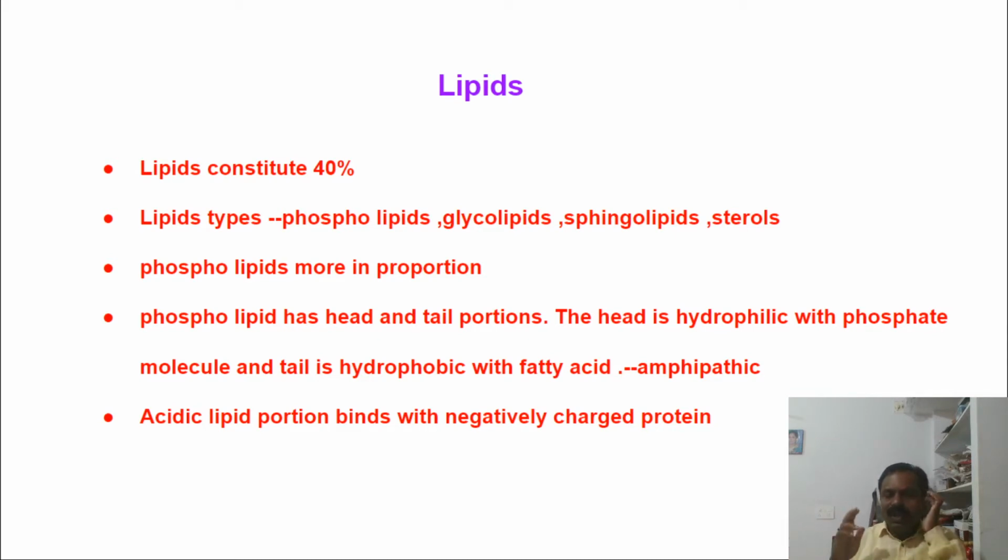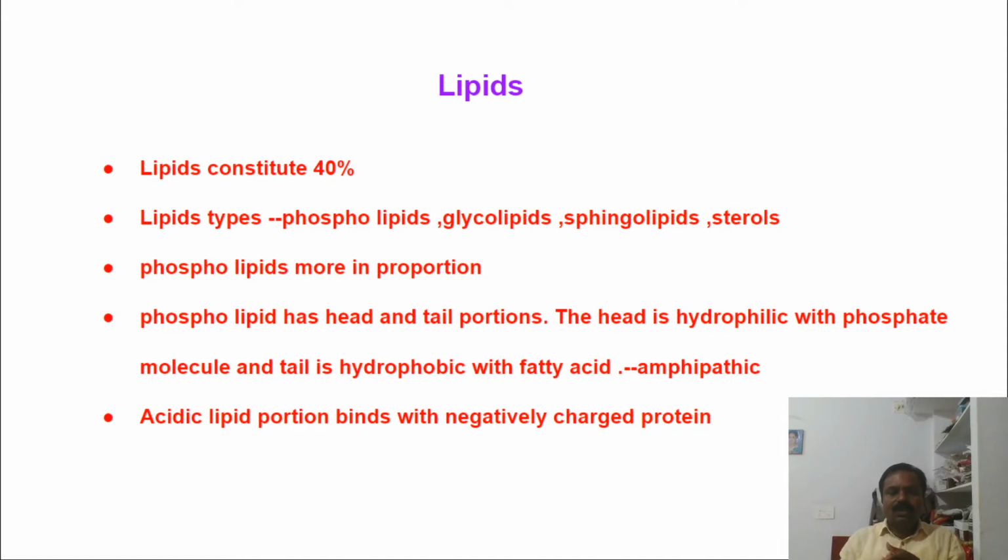So here in the lipids there are four types: phospholipids, glycolipids, sphingolipids, and sterols. So four types of lipids are there in the plasma membrane. Among these four, phospholipids are more in proportion. The concentration of the phospholipids is more when compared to the other lipids.